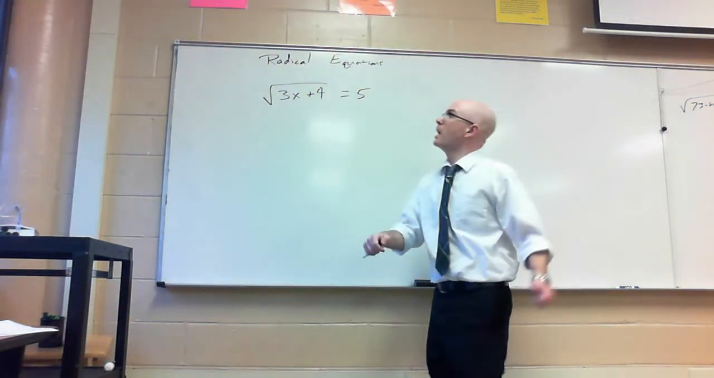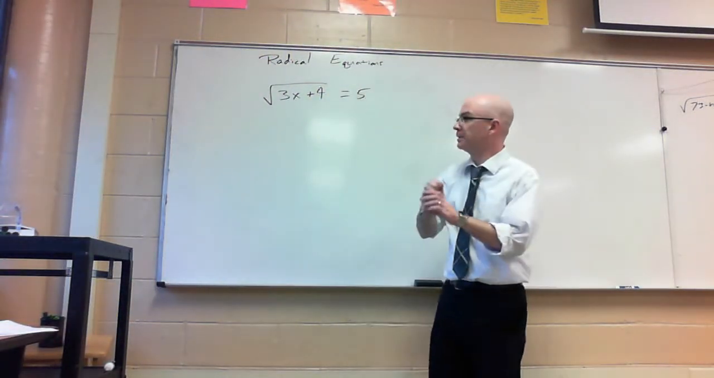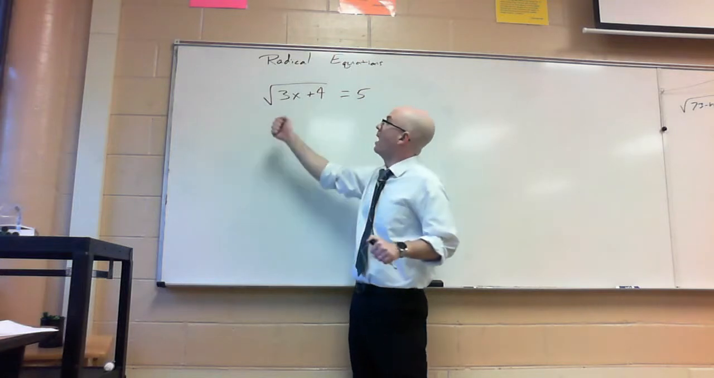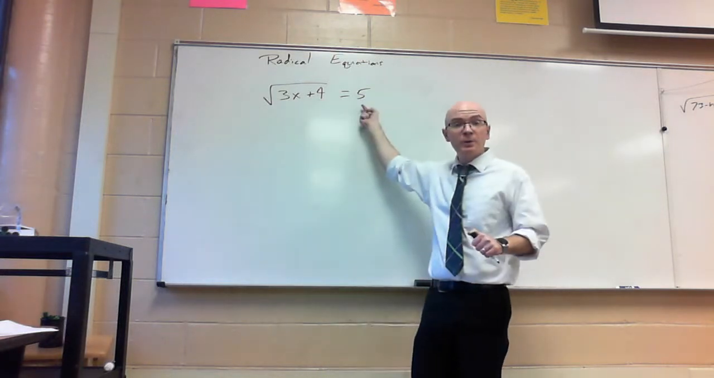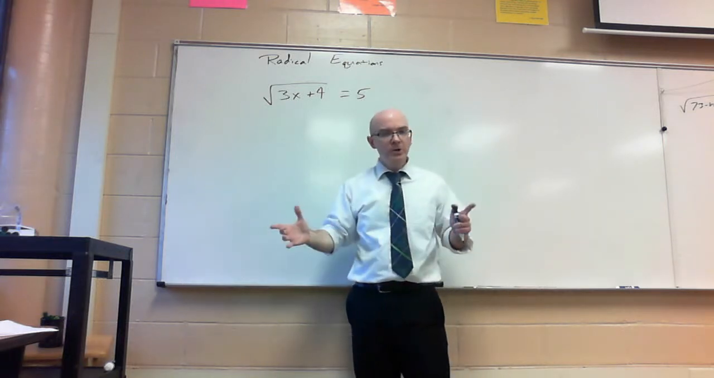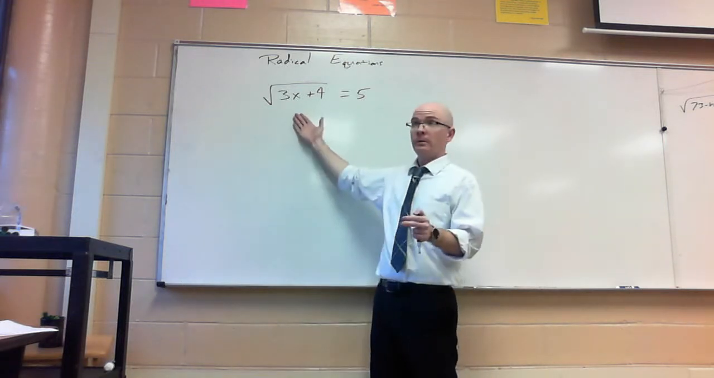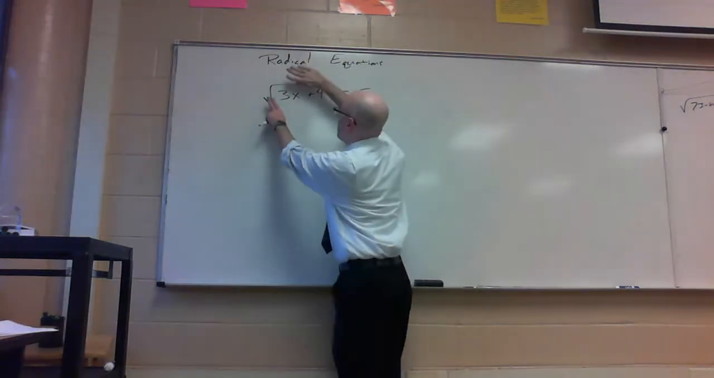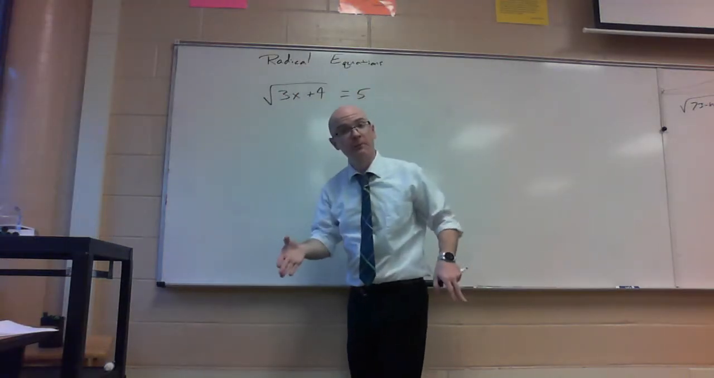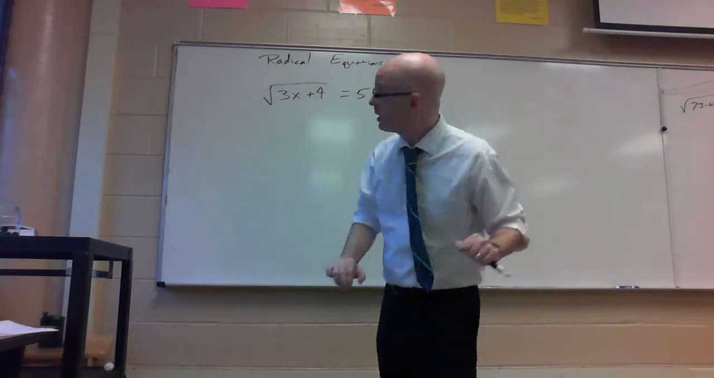We are going to talk today about solving radical equations. Let's start here. I've got the square root of the quantity 3x plus 4 is equal to 5. What is weird about this? The radical is weird. If we get that out of there, 3x plus 4 is a lot easier to solve for. So let's do just that.